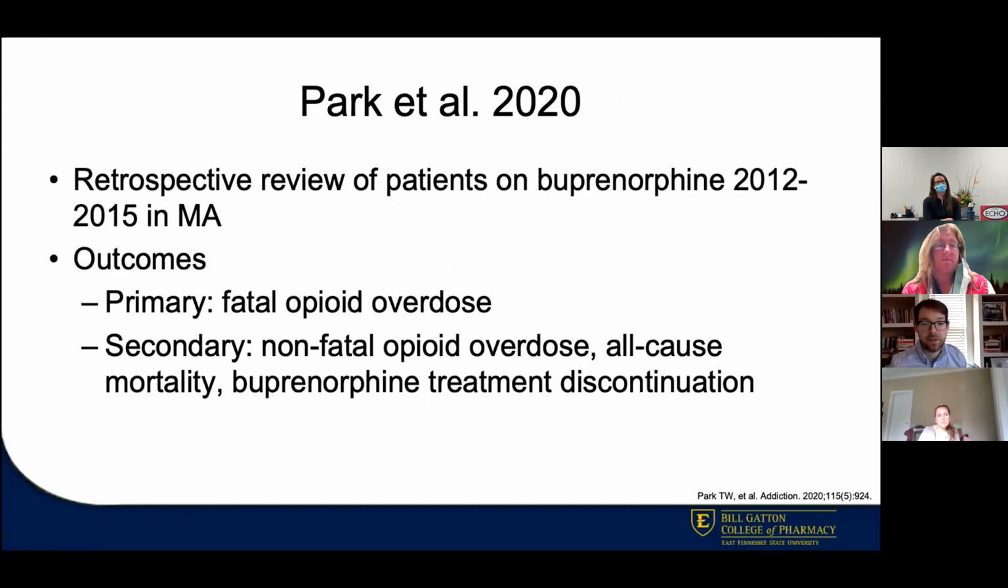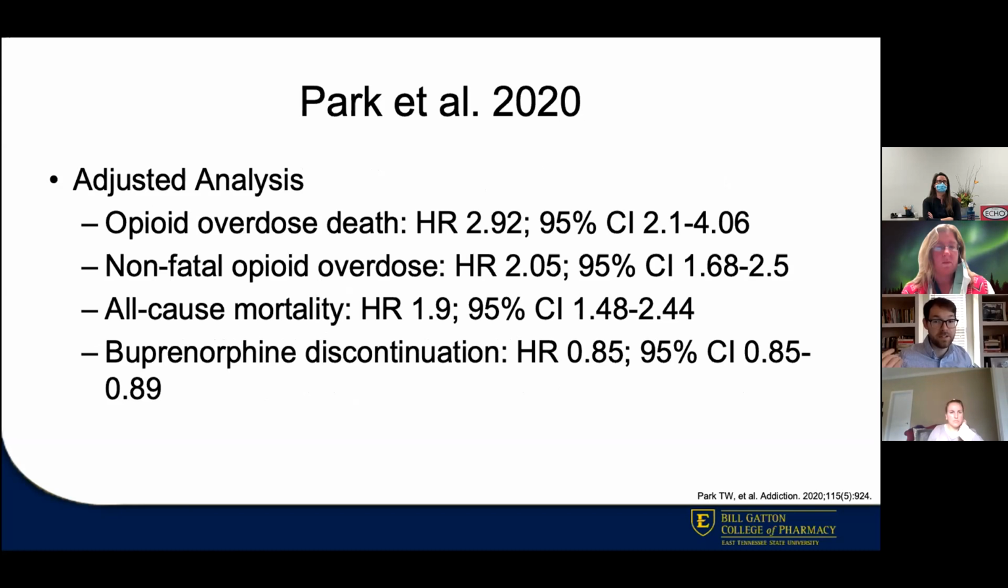So there's a study by Park and colleagues in Addiction that I found really fascinating. They were looking at all patients that filled buprenorphine from 2012 to 2015 in Massachusetts, and they did a retrospective chart review. They wanted to compare the groups of patients that had filled a benzodiazepine and those that had not. Their primary outcome was fatal opioid overdose; secondary outcomes were non-fatal overdose, all-cause mortality, and whether or not patients discontinued buprenorphine treatment when they also filled a benzodiazepine. What they found was significant results for all of these. Fatal opioid overdose increased by almost 3 times, non-fatal opioid overdose doubled, and all-cause mortality also almost doubled.